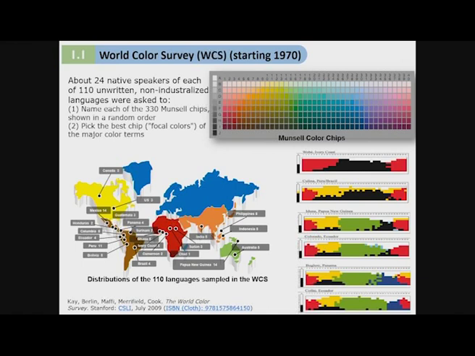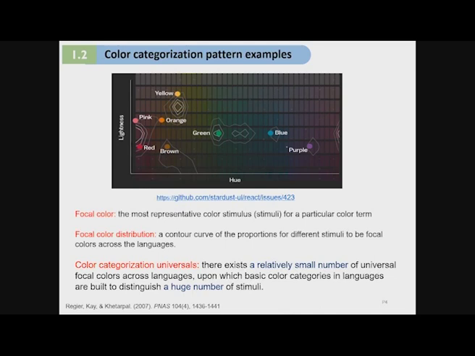This is the distribution of the 110 languages worldwide sampled in the World Color Survey. In addition to black and white basic categories, you see that some languages have 2 colorful categories, some have 3, 4, 5, or 6. But relatively speaking, the number of basic color categories of a language is very small. This kind of survey is not limited to non-industrialized languages. You can also do a similar thing for some industrialized languages like English.